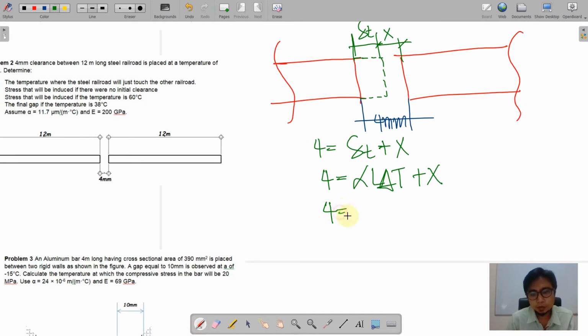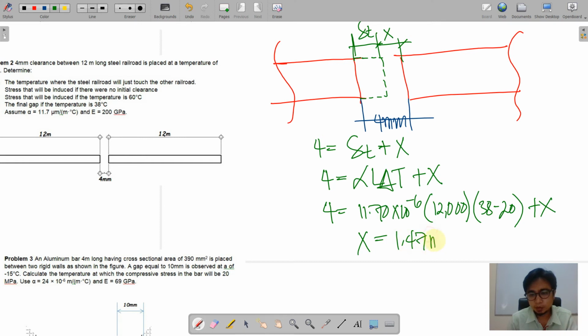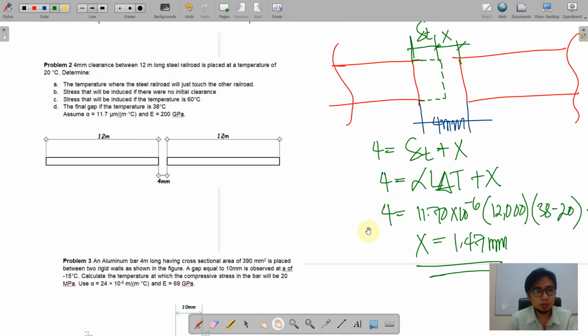So this is 4. Alpha is again 11.7 times 10 raised to negative 6. L is 12,000. So the change in temperature, the final is 38 minus the initial 20. Okay, plus x. So we'll be having a value for x. X here is equal to 1.47 millimeters. Okay, so this completes our solution for this particular problem.